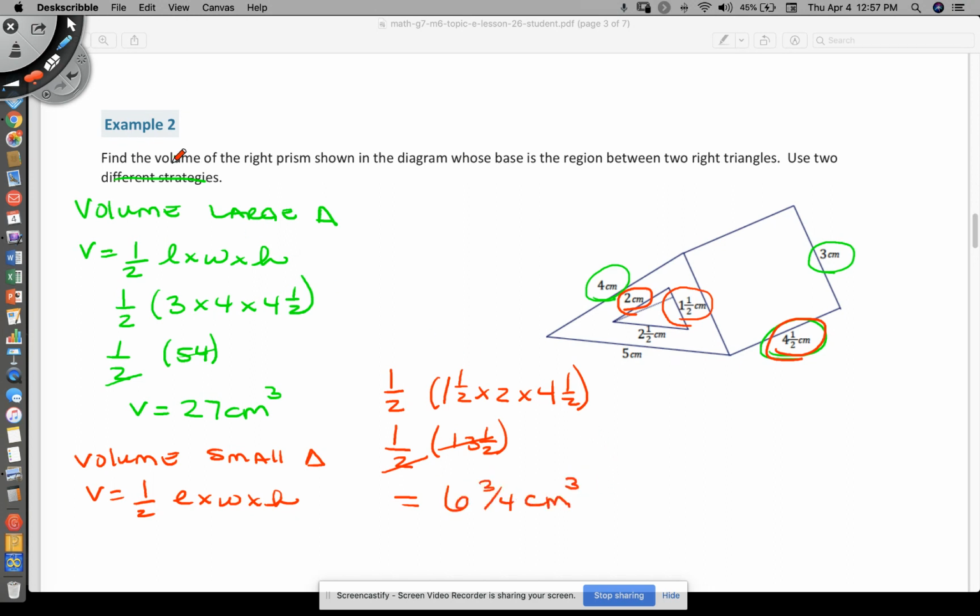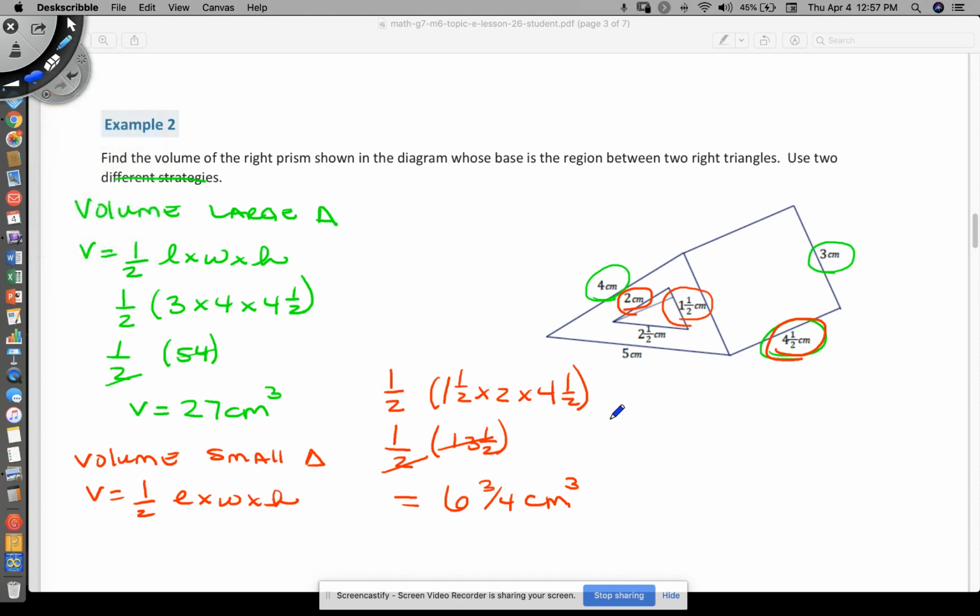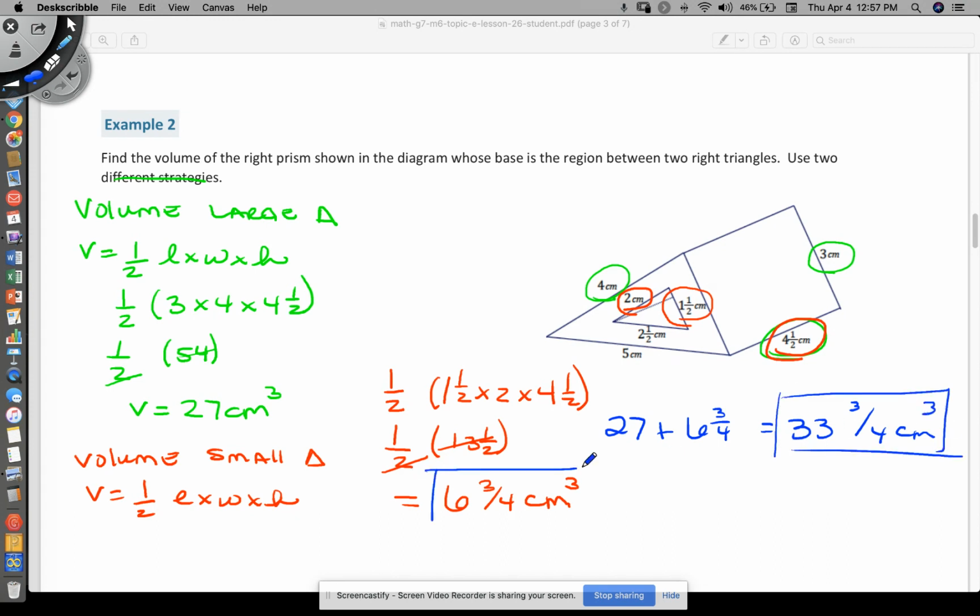All right, now we're going to combine those up. So we're going to say 27 plus 6 3/4 is going to give me 33 3/4 centimeters cubed. All right, so all the boxings here of all the numbers I needed in order to solve that out.